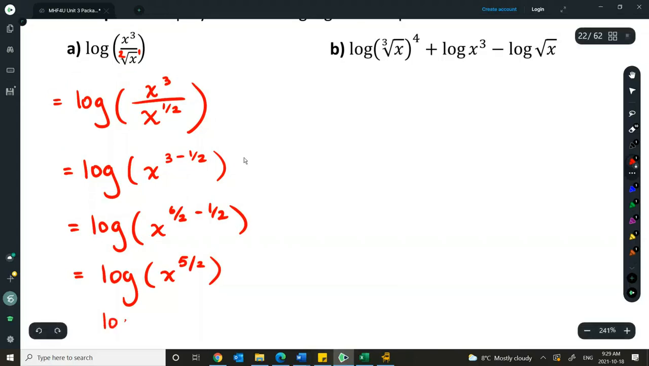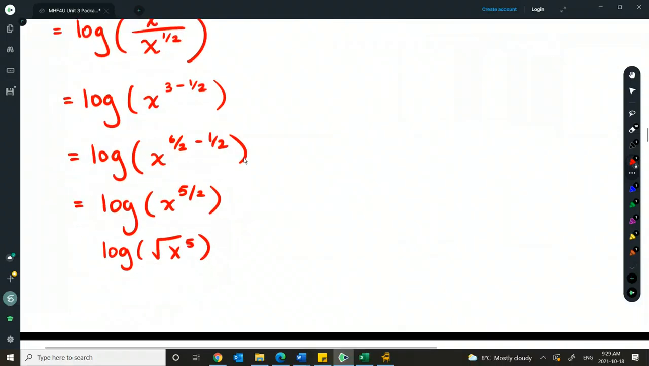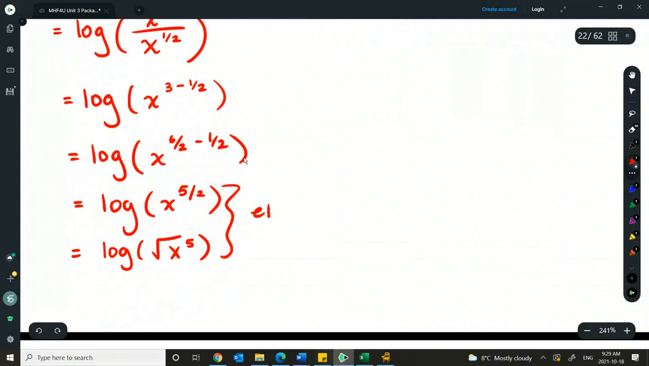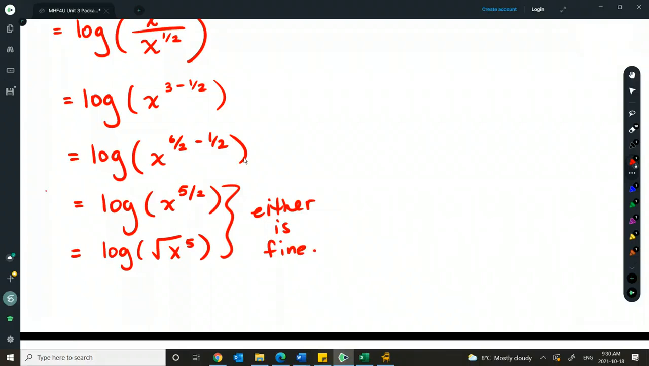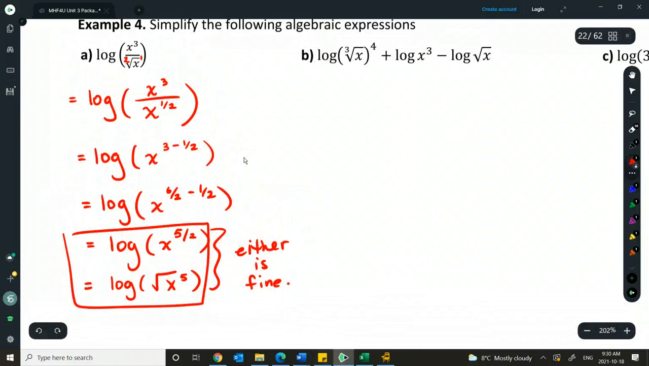I guess if you want to, you could express this as a root. Could be the square root of x to the 5. Remember the 2 becomes the root that's out here. So, I mean, either of these are acceptable for me. So whichever one you want to do. Okay, so really no logarithm rules needed here. We're just using exponent laws to simplify what's inside.